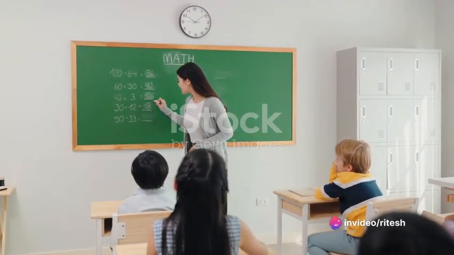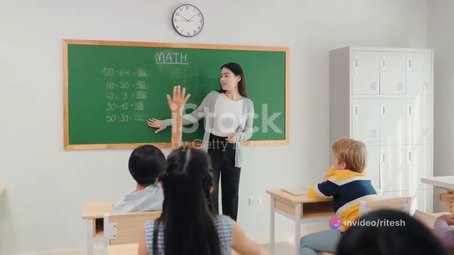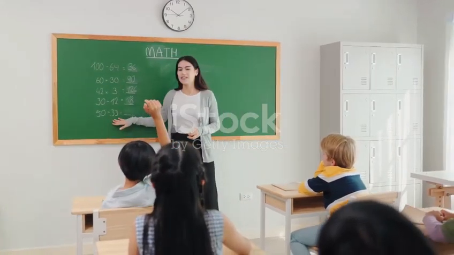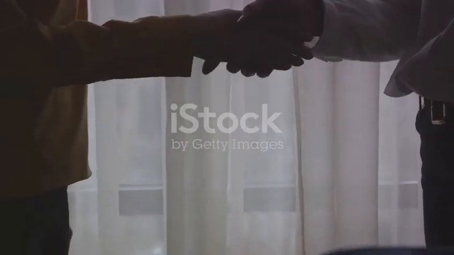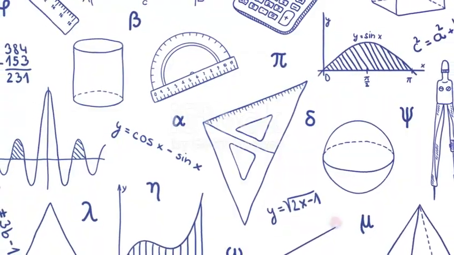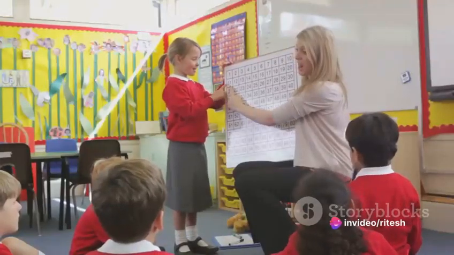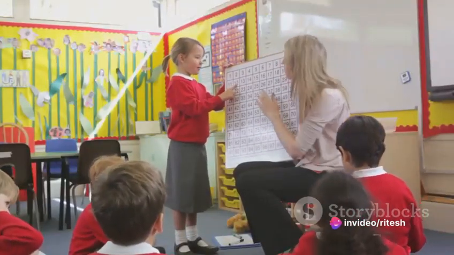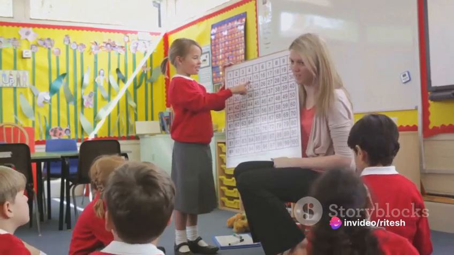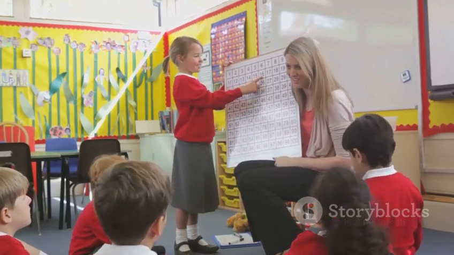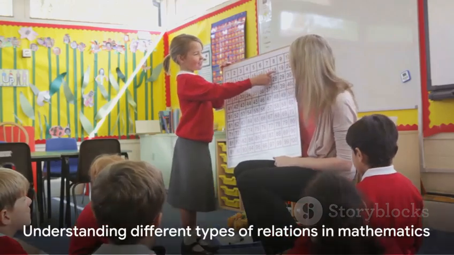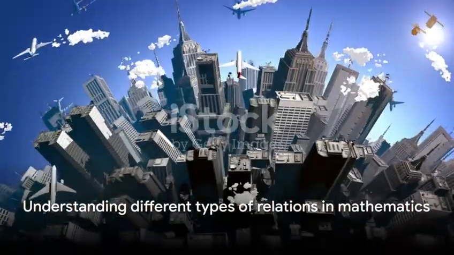Picture this. You're at your school assembly, and the principal is announcing students' names along with their respective grades. What's happening here is a relation. In mathematics, a relation pairs members from one set, say students, with members from another set, like grades. Now you might wonder, aren't all relations the same? Well, not exactly. There are different types of relations.